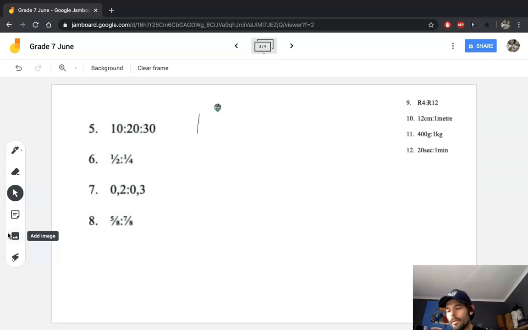So all 3 can be divided by 10. And you're left with 1 is to 2 is to 3. Half and a quarter. Okay, so remember with the half and a quarter, when we simplified fractions, we said we'd get rid of the denominator.